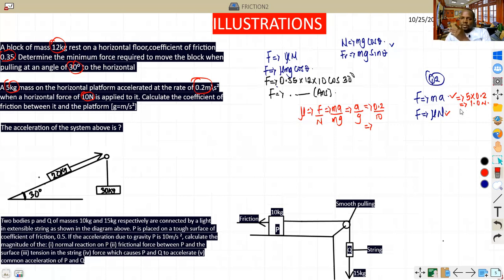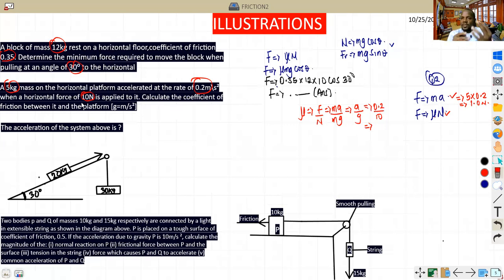Then it's also the same thing here, but the approach I want to give to this question is quite different. A 5 kg mass on the horizontal plate was accelerated at the rate of this when a horizontal force of 10 Newton is applied. You can see force applied is 10 Newton. The body accelerates when this force is applied to it. Because the force of 10 Newton was applied to the body horizontally, the body starts moving. So I think it's a direct question.